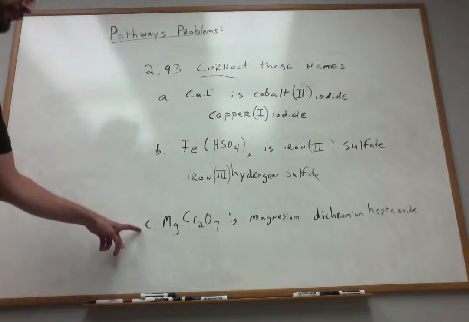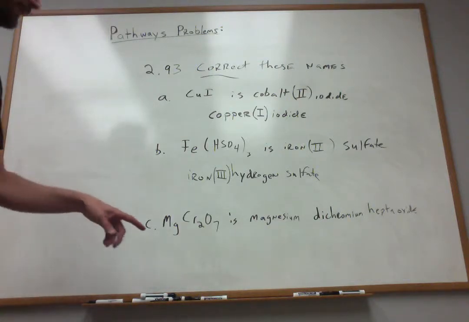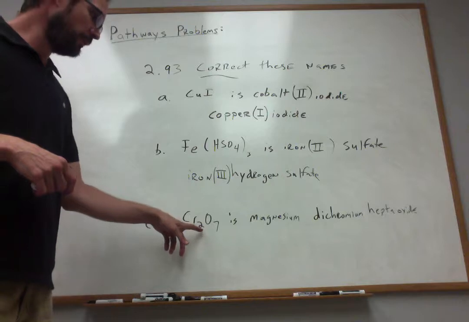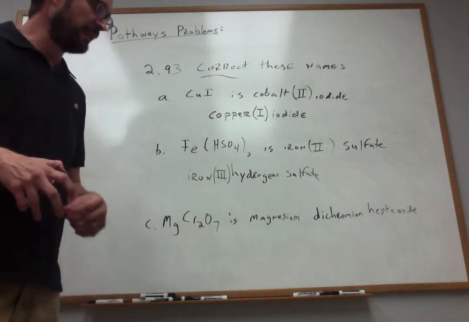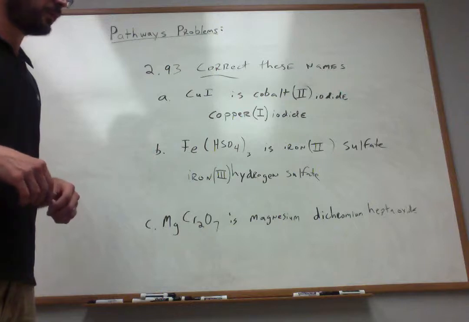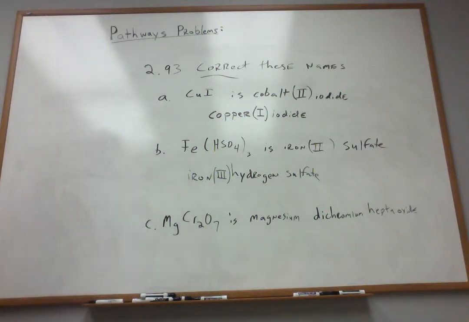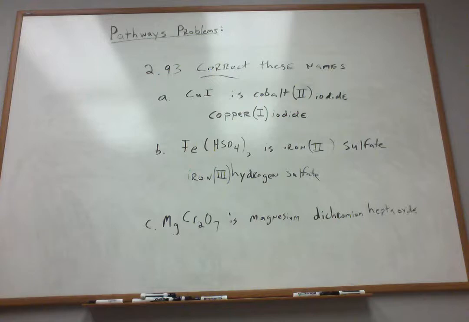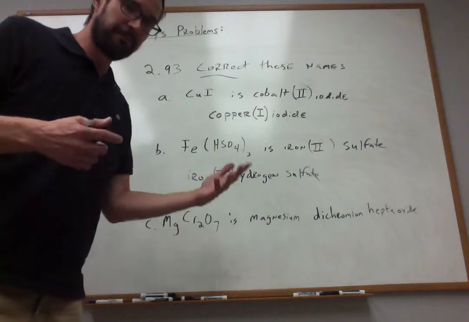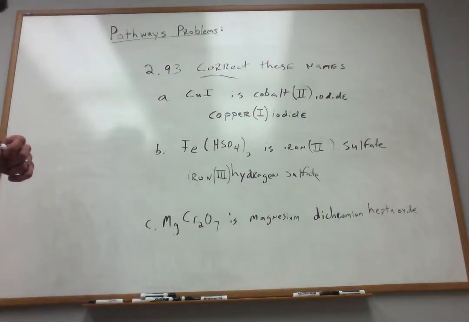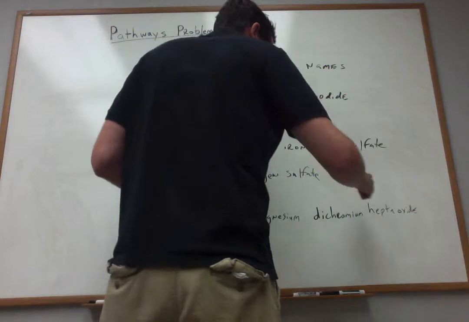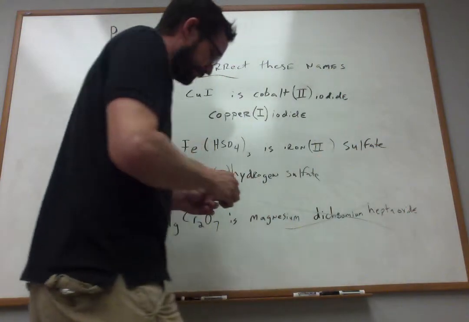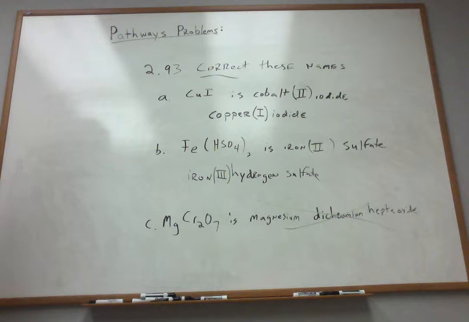All right, now my personal favorite, down here in letter C. I'm given this formula, MgCr2O7, and they decide that the name for this is magnesium dichromium heptoxide. Magnesium dichromium heptoxide. Now, if you come up with that name on a test for this compound, you might be feeling pretty good about yourself, right? And the reason why is because it makes a little bit of sense, based on some of the prefixes and things that you've learned. But the problem is that it's not the correct name of this material. Okay.